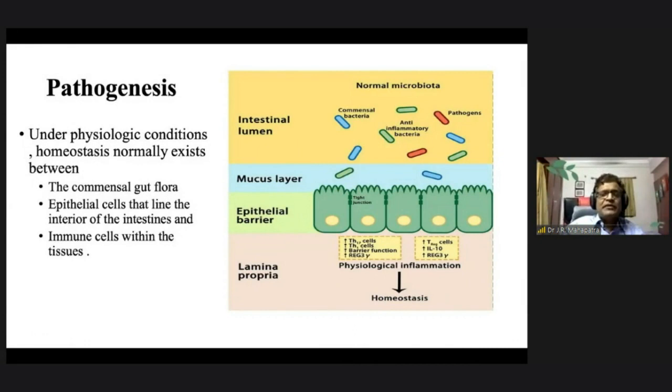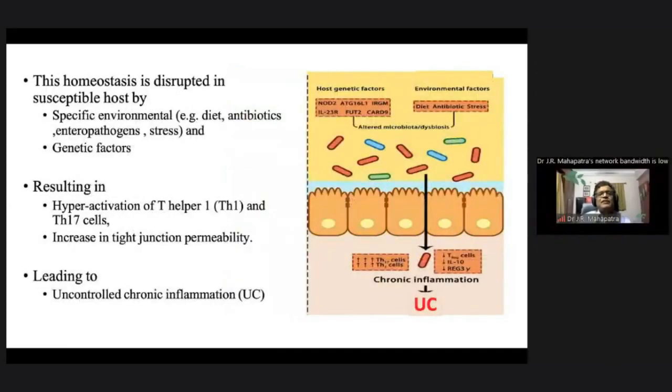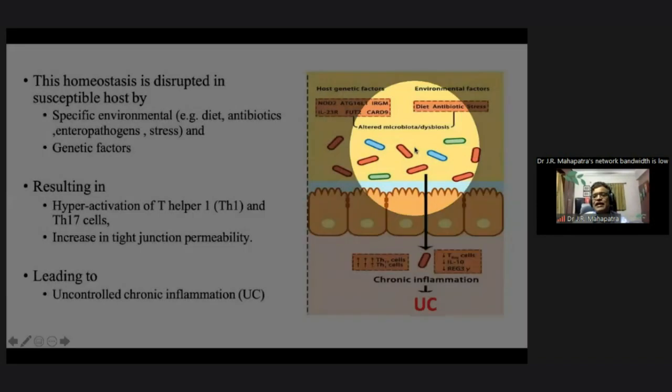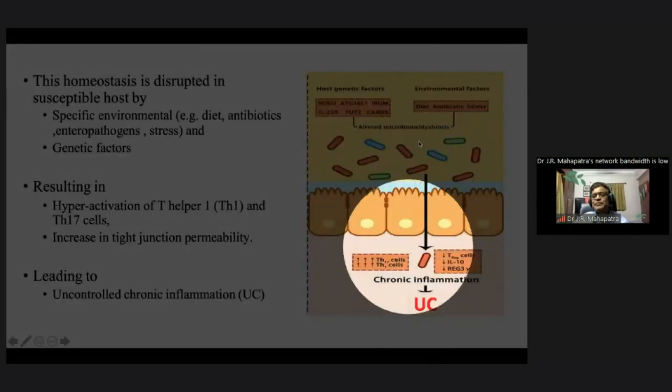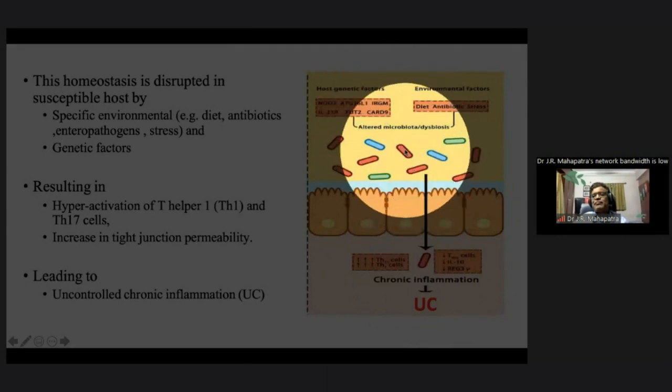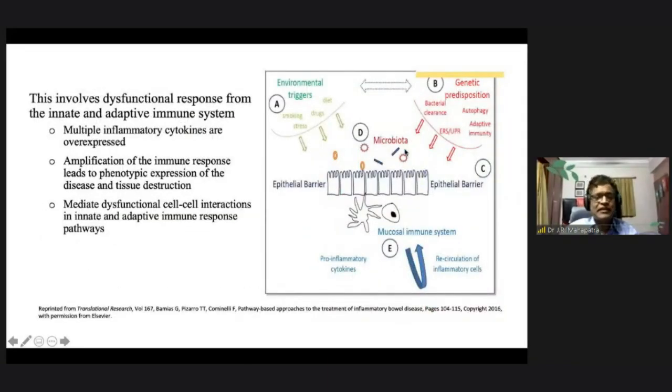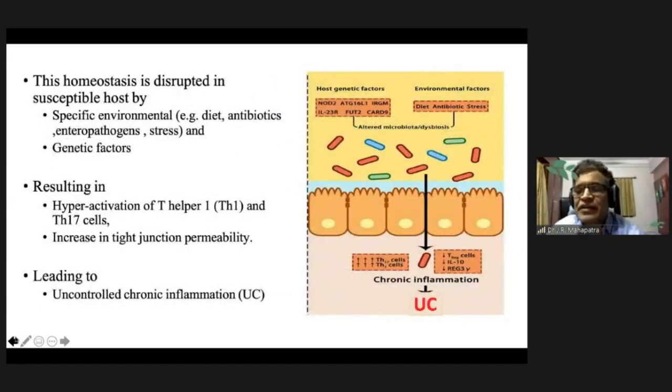So this homeostasis is disrupted in susceptible hosts by specific environmental factors like diet, antibiotics, stress, and genetic factors, resulting in hyperactivation of T helper and T helper 17 type cells and an increase in tight junction permeability. You can see the tight junction here. If there is increased permeability, the microbiome has already gone inside the lamina propria. Once that is in the lamina propria, it causes chronic inflammation and ulcerative colitis.